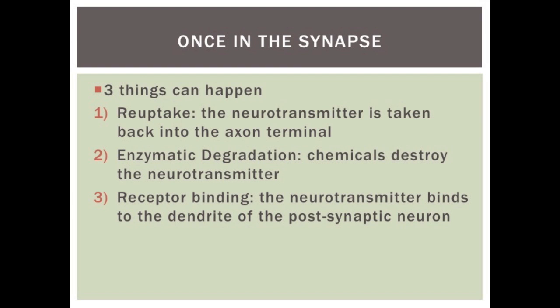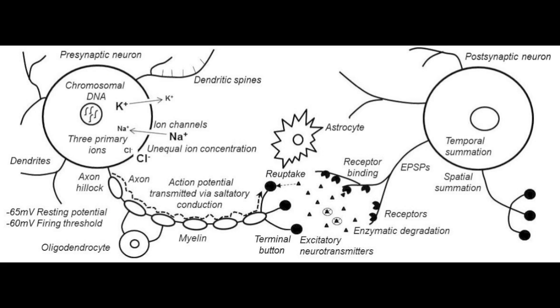Once in the synapse, three things can happen. Reuptake, in which the neurotransmitter is taken back into the axon terminal, enzymatic degradation, when chemicals destroy the neurotransmitter, or receptor binding, when the neurotransmitter binds to the dendrite of the postsynaptic neuron. This picture shows all of normal neurotransmission, starting with the presynaptic neuron, following the action potential down the axon and into the synapse, where it interacts with the postsynaptic neuron.